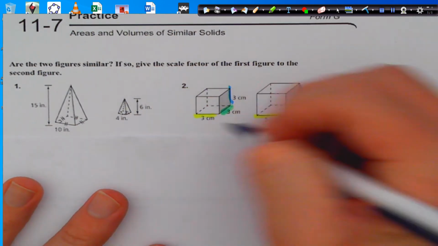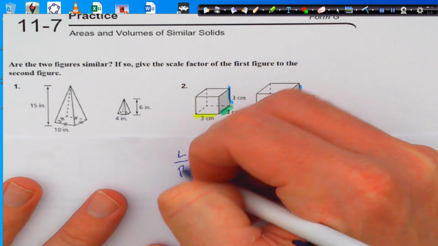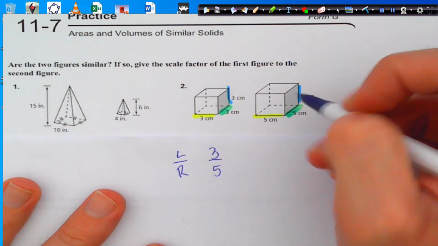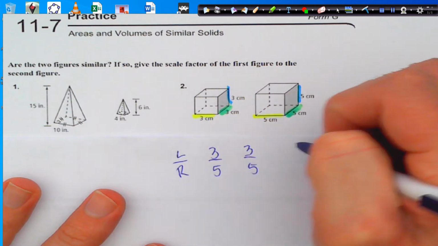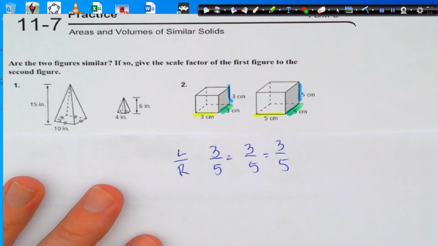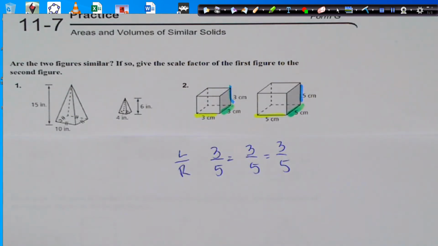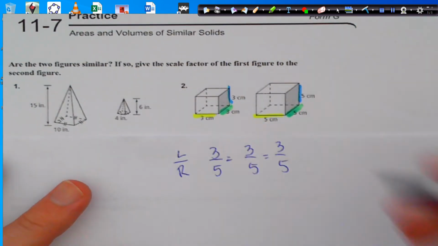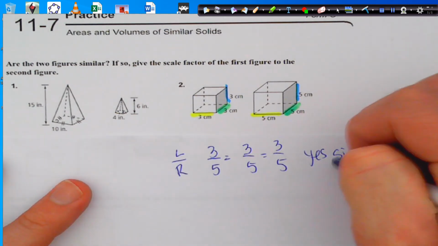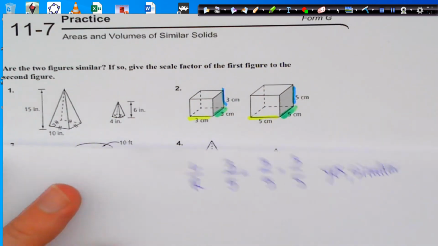I'm going to go left to right, left on top, right on the bottom. And so the yellow is going to be 3 to 5, green is going to be 3 to 5, and blue is going to be 3 to 5. Since all of these are already reduced, they're similar. They have the same exact ratio. So if they have the same ratio, then they are similar. So we say yes, similar. Okay. That one was a little bit too easy.